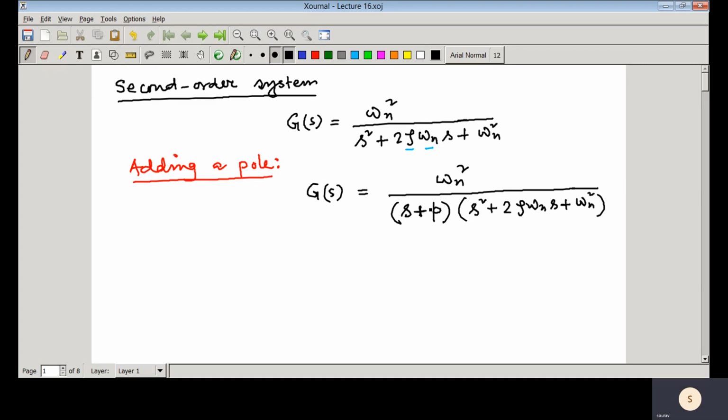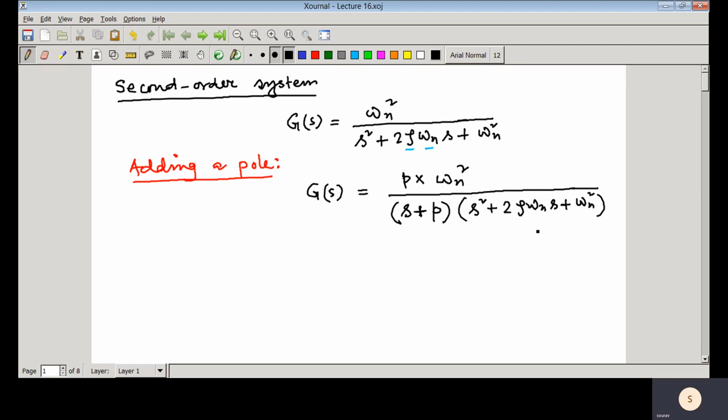Now to make this transfer function normalized, we need to multiply with a scalar p, because you can see here at steady state the final value would be p omega n squared by p omega n squared. That means it is equal to 1. So if we apply a step input, the steady state output response is 1. So it is now in normalized form.